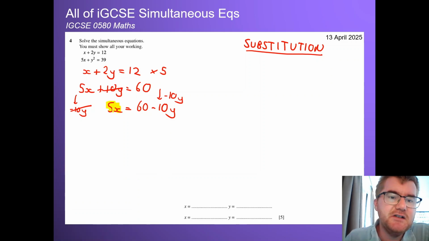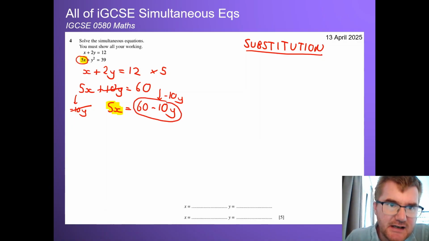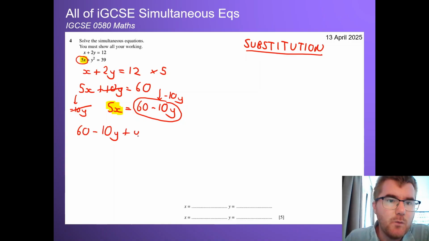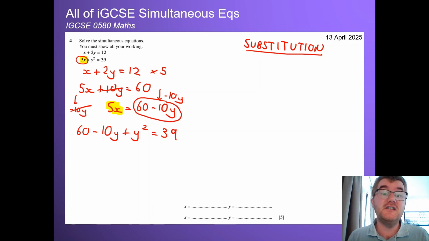done earlier. Notice 5x is equal to this right hand side, and we have a 5x actually in the second equation. So wherever I see a 5x, I can replace it with this 60 minus 10y. If I do that, then we have 60 minus 10y plus y squared is equal to 39. And out of nowhere, we've actually got a slightly ugly looking quadratic equation, but in terms of y. So we can use the same methods that we have before in order to actually work out what y is.